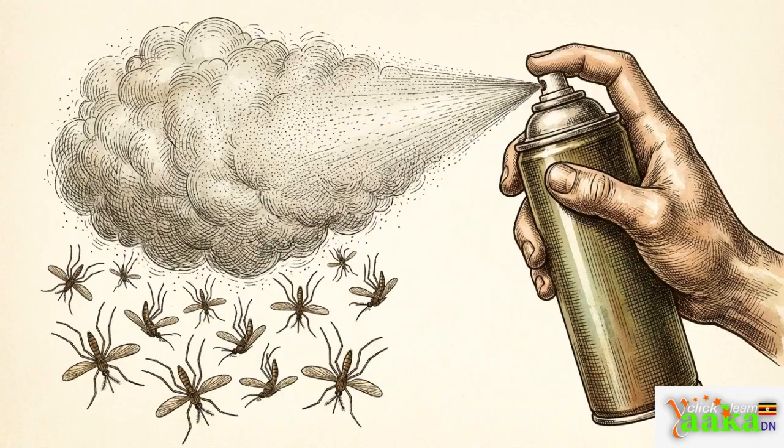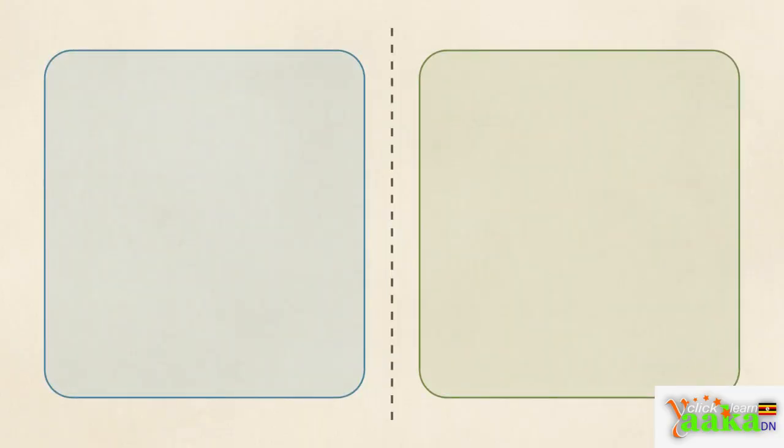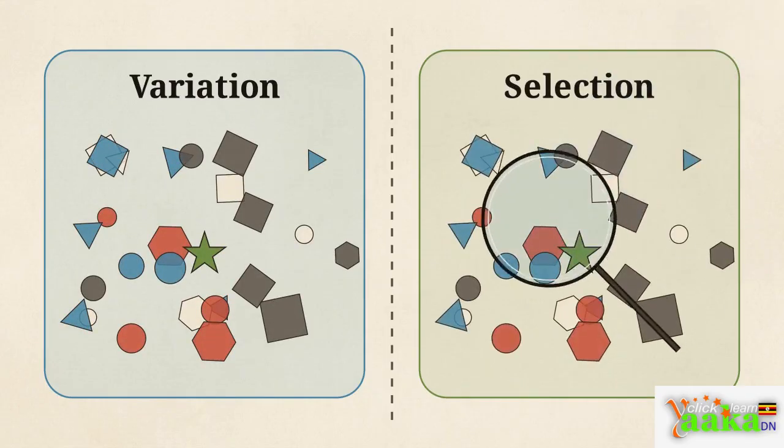You spray a room with chemicals. Most mosquitoes drop dead immediately, yet a few identical-looking ones fly away entirely unharmed. To understand how they survive, we have to examine two biological forces, variation and selection.